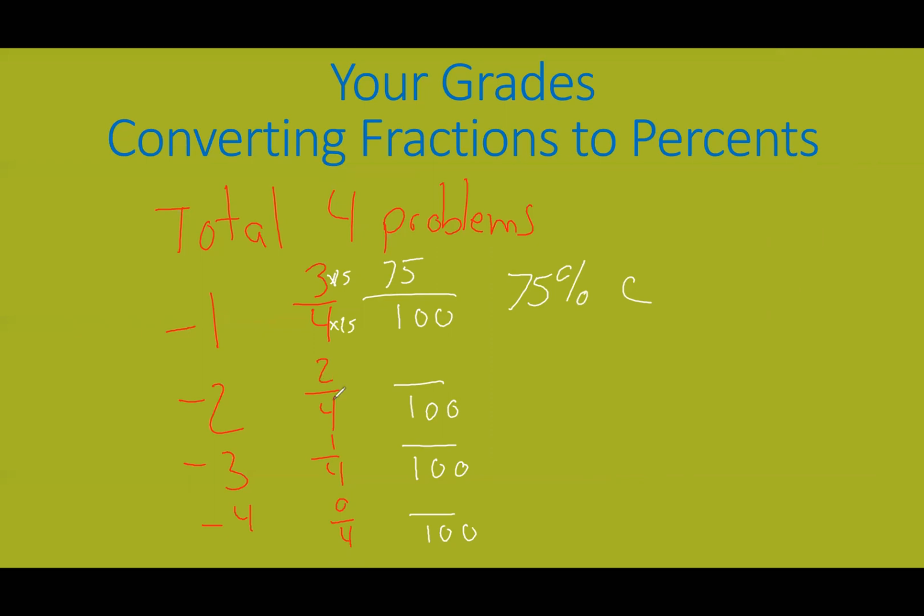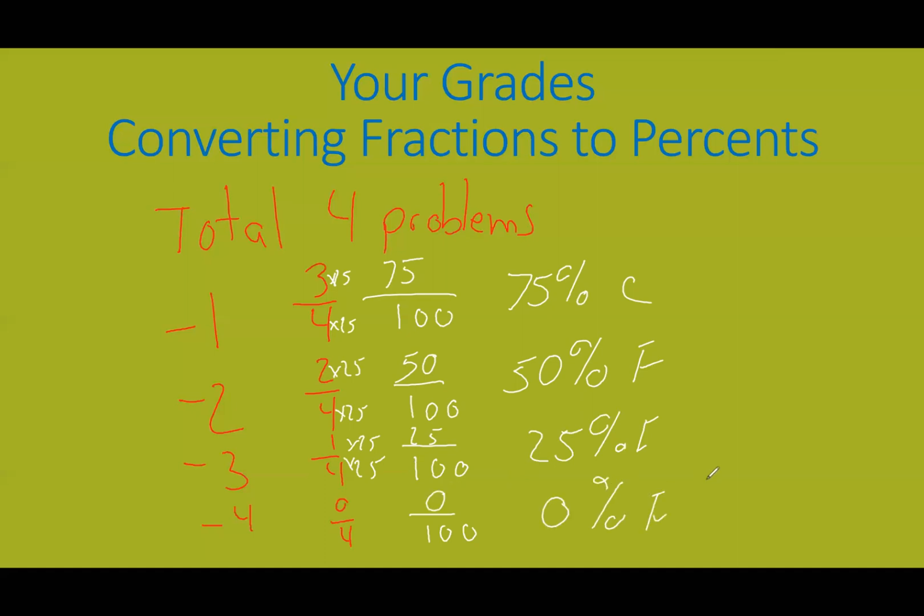If you got 2 wrong, now 2/4, I could say it's 2 times 25. Or you could think 2/4 is 1/2. What's 1/2 of 100? 50%. You got half of them correct. You have an F, guys. 1/4 times 25, you've got a 25%, which is a lower F. And then, of course, you've got a 0%, which is the lowest you can get.